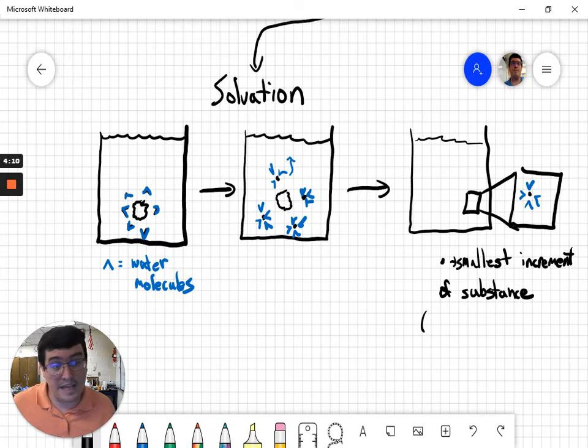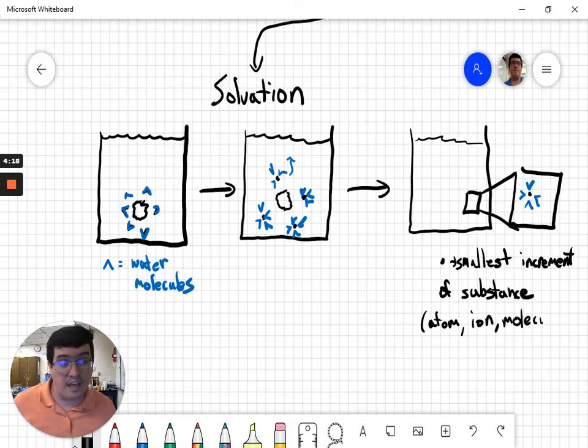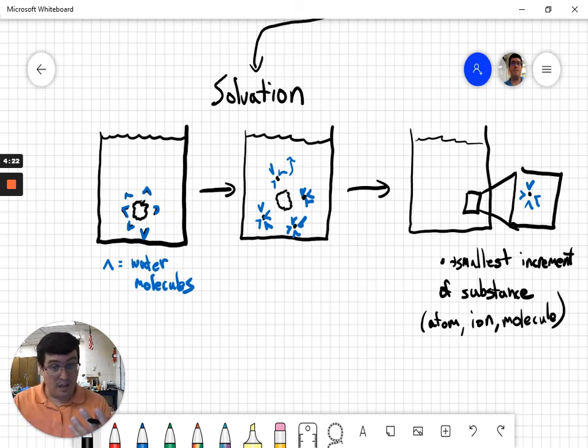All right, so that could be an atom. It could be an ion. Or it could be a molecule, depending on what thing we put inside here, right? An atom would be an element. So if you can get an element to dissolve in water, then what you'll see inside there is a little atom surrounded by water molecules. Doesn't often happen. All right, we'll talk about that later.